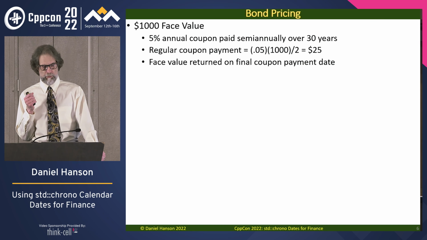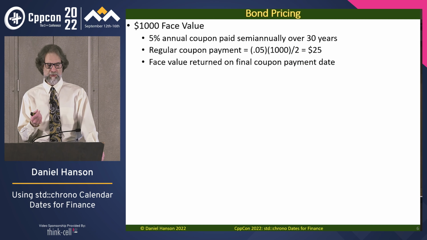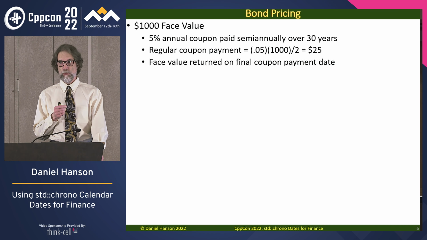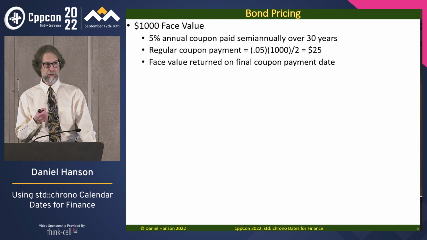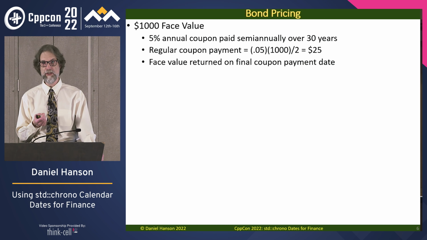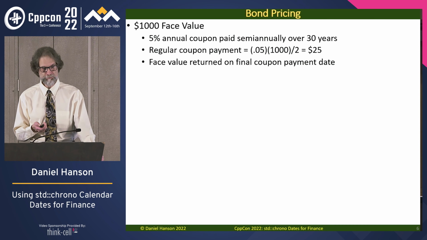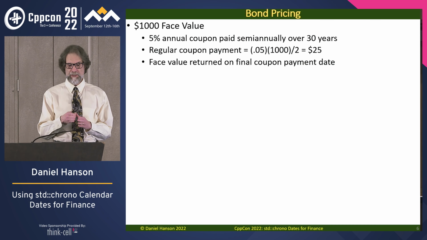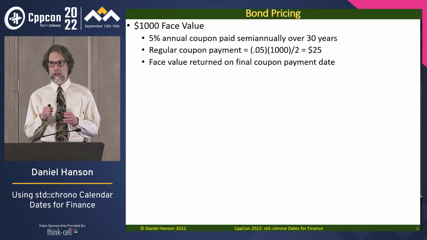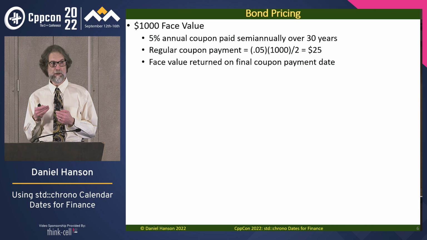So for the $1,000, in exchange for that, you will receive an annual 5% coupon on the face value. And again, bonds are typically paid semi-annually. So the regular coupon payment will be 5% times 1,000, then divided by 2 because it's paid twice a year. And then you'll get these coupon payments, say over 30 years, and then at maturity of the bond, the last coupon is paid along with the return of the $1,000.